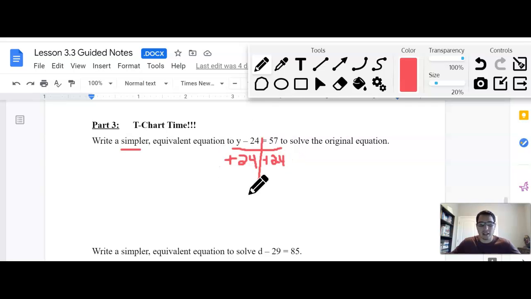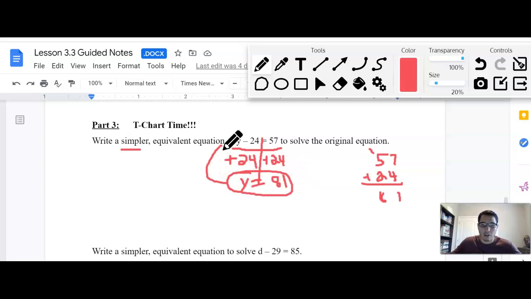On the left-hand side here, we should have a y. Then we're going to have an equals. We need to solve 57 plus 24. 7 and 4, that gives us 11. That's 5, 6, 7, and 8, so 81. So y equals 81.